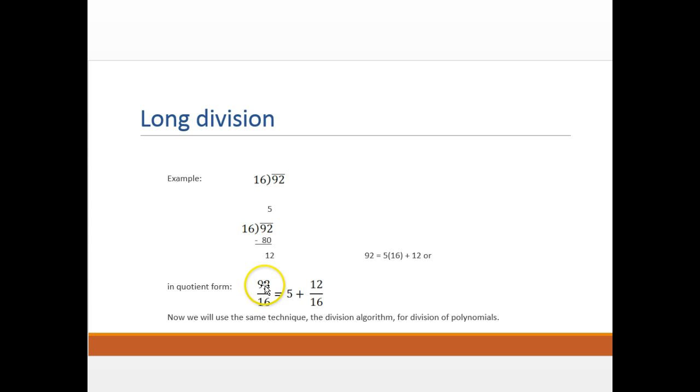Your 92 was your dividend. Your 16 was your divisor. Your 5 was your quotient, and your 12 was your remainder. We wrote it this way: 92, there's my dividend, equals your divisor times your quotient, plus your remainder.